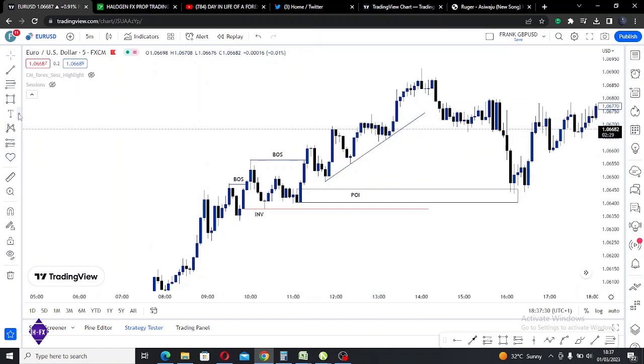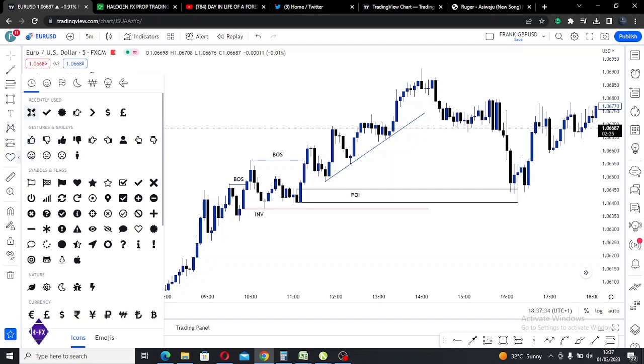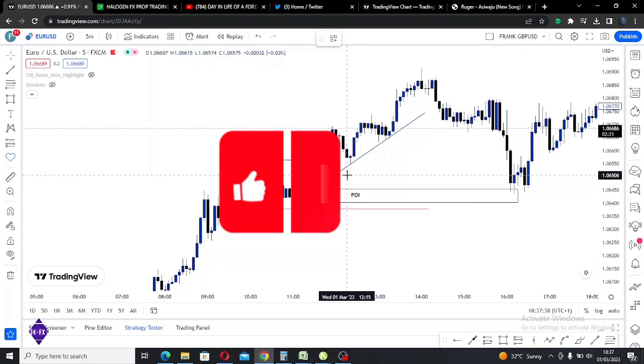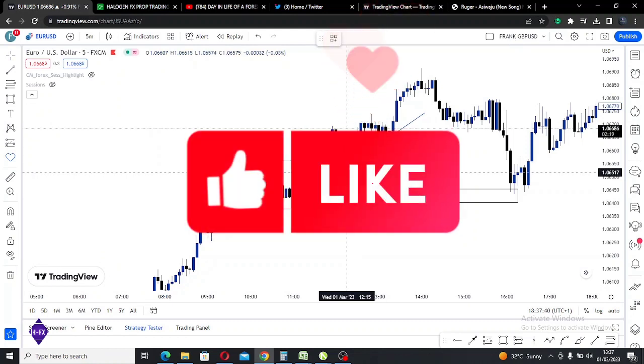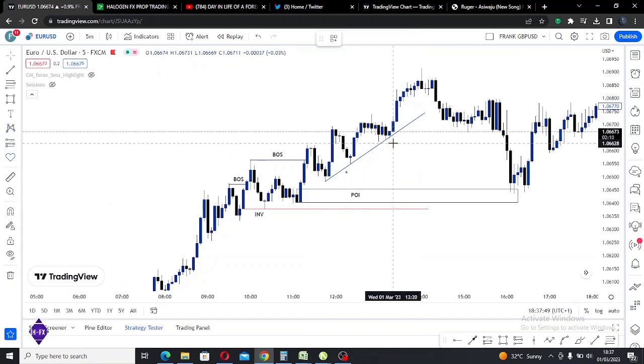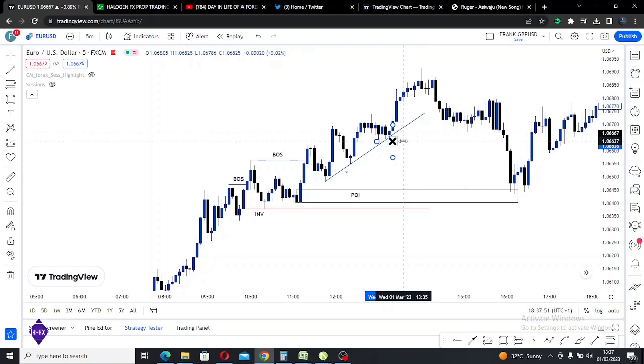The market goes to where liquidity is. If you watch my previous video, you understand what I mean by liquidity. What I use to notify my liquidity is this X sign. So liquidity is resting below this trend line.